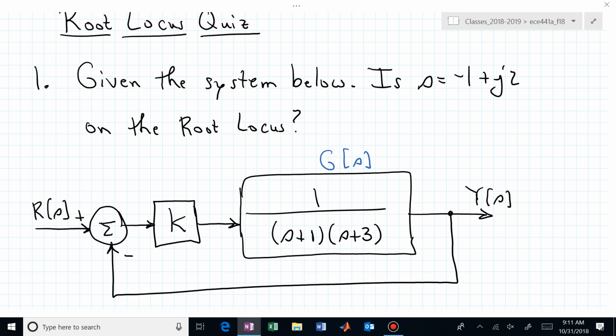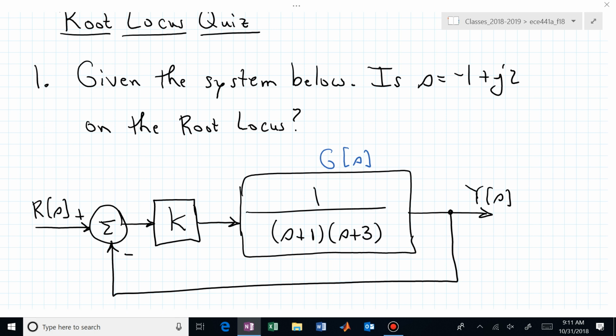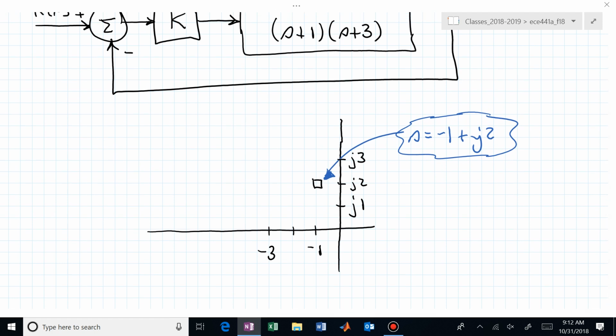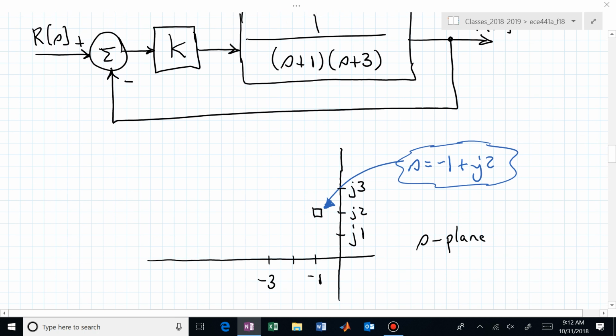Are we changing directions? Reversing by 180 degrees. We know what? 180 degrees is important. That point is not on the root locus. And how did you figure that out? Here's our S-plane. And how do we begin a root locus plot?